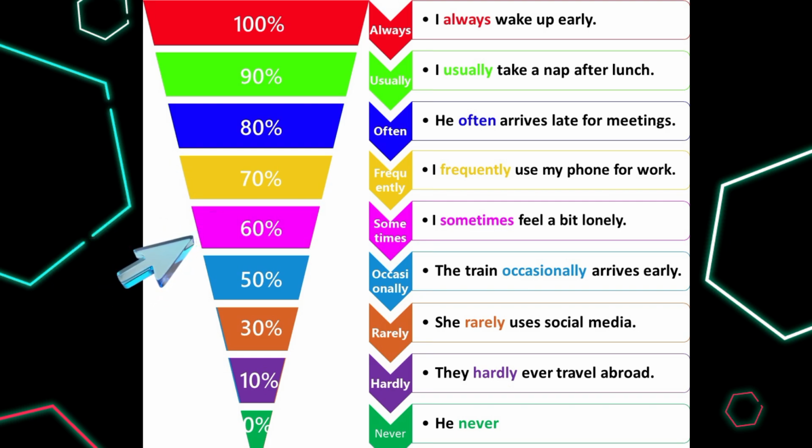60% sometimes. I sometimes feel a bit lonely. 50% occasionally. The train occasionally arrives early. 30% rarely. She rarely uses social media. 10% hardly. They hardly ever travel abroad. And 0% never. He never, you complete.